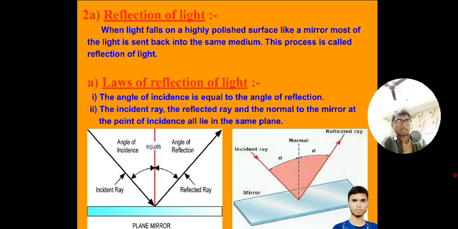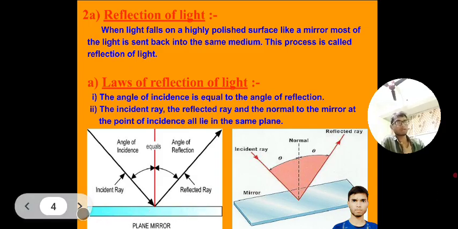Now in this, what is happening? We have a normal, incidence ray and mirror. This is a plane mirror. Both are the same. Okay, you are crystal clear. Now we are able to move ahead.